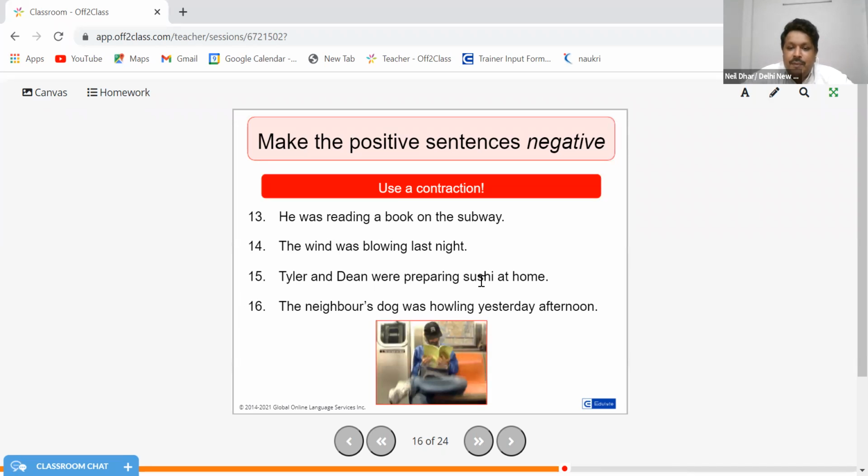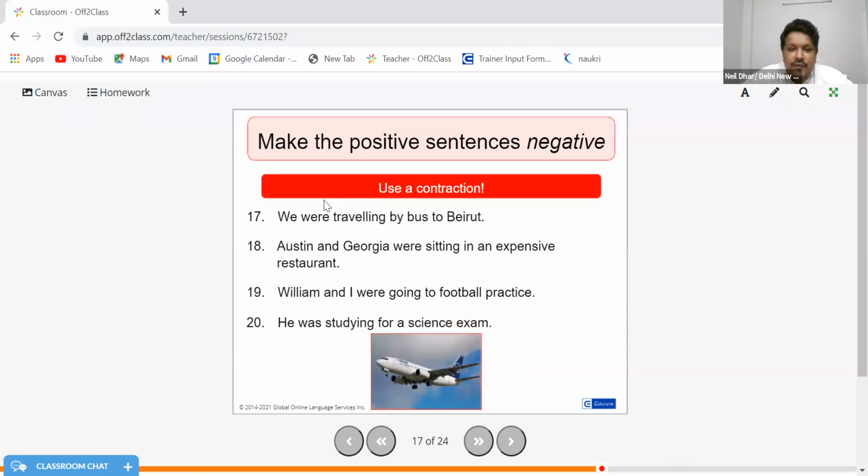Tyler and Dean were preparing sushi at home. That's a Japanese dish. So this is a positive form. The negative would be Tyler and Dean weren't preparing sushi at home. 16. The neighbor's dog was howling yesterday afternoon. Negative. The neighbor's dog wasn't howling yesterday afternoon. Okay. We were traveling by bus to Beirut. That's the name of a place. Negative form would be we weren't traveling by bus to Beirut.